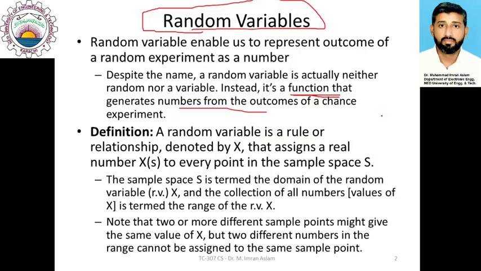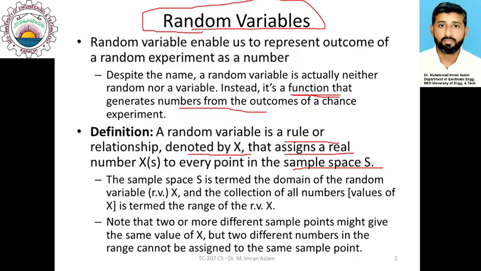So a random variable is, from a mathematical perspective, a function that generates numbers corresponding to the outcome of a random experiment. So how do we define this random variable? The random variable is actually a rule or a function or a relationship, typically denoted by some capital letter like X, and this rule assigns a real number to every point in the sample space. So a random variable is a rule that assigns a number corresponding to the outcome of a random experiment.